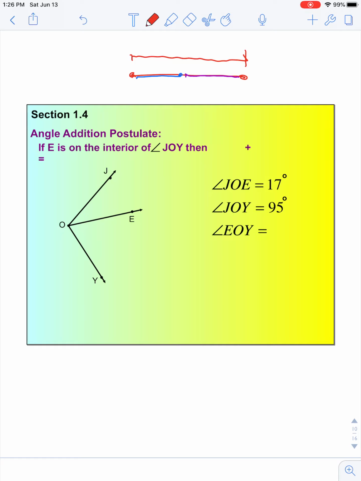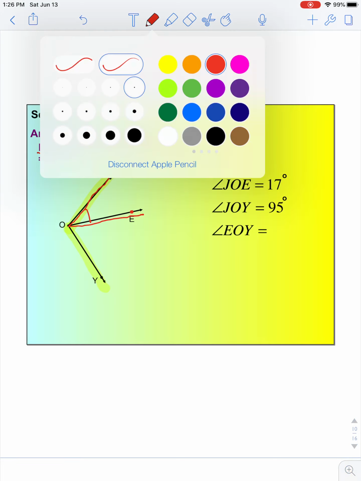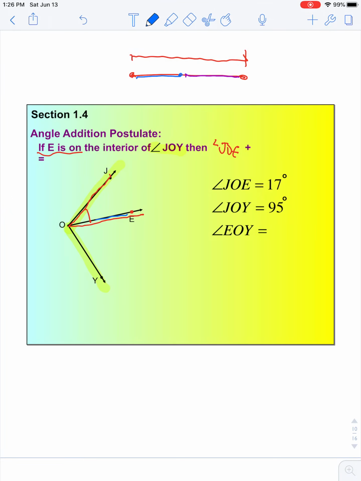And the same is true with angles. So now we're saying, if this ray and this E right here is on the interior of a larger angle, this larger angle JOY, again, E is on the interior, then what we can say is that angle JOE, so this is angle JOE right here, plus this other angle EOY is going to equal the larger angle, which is JOY.